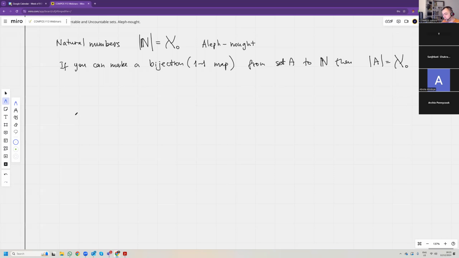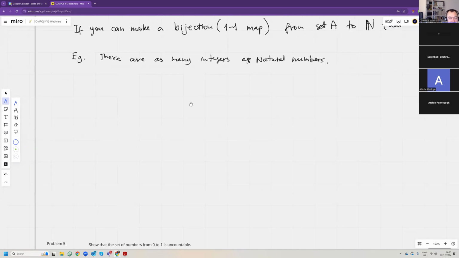So basically, what you can do? Well, you can do whole numbers, right? If you make a one-to-one, if you make a numbered list of all the numbers, that means they have the same cardinality. So, for example, there are as many integers as natural numbers.